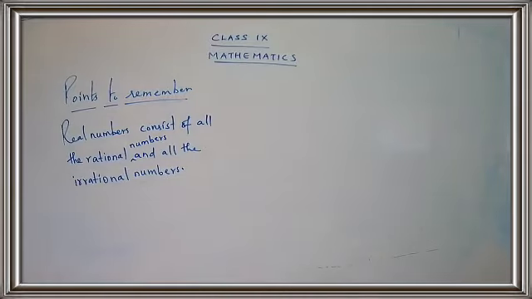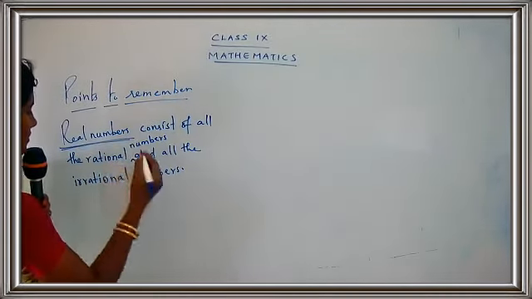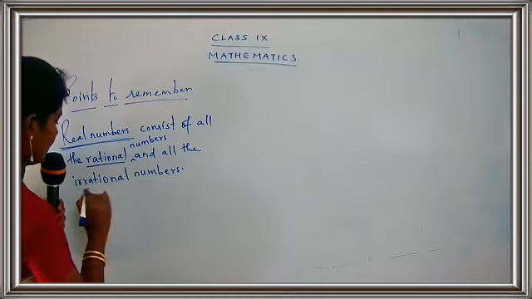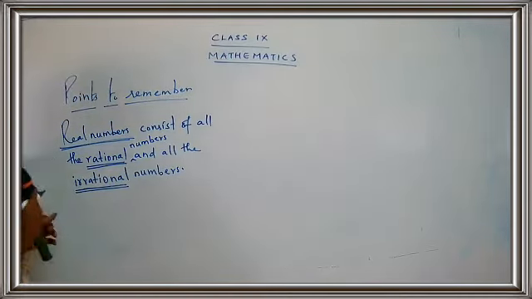So it is a combination of all the rational and all the irrational numbers. So this is what you call real numbers. Just underline this part, rational and irrational. You have to underline using a scale and a pencil. Have you completed?